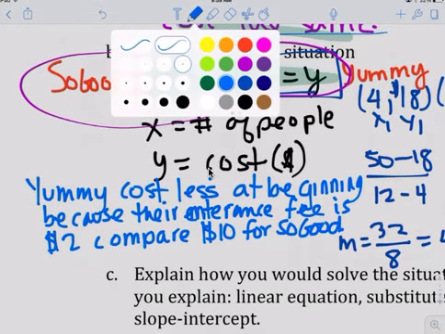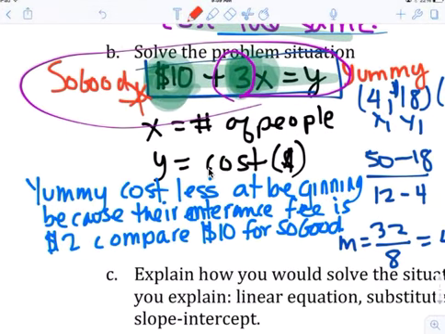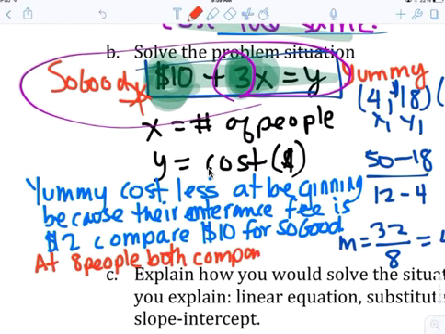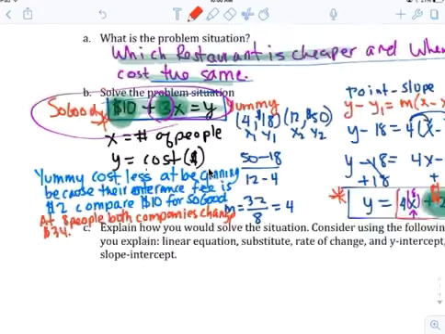At 8 people, both companies charge $34. Doesn't matter who you go to.